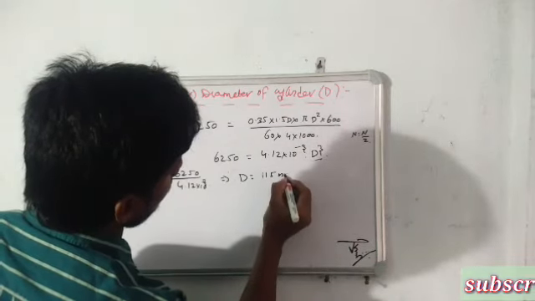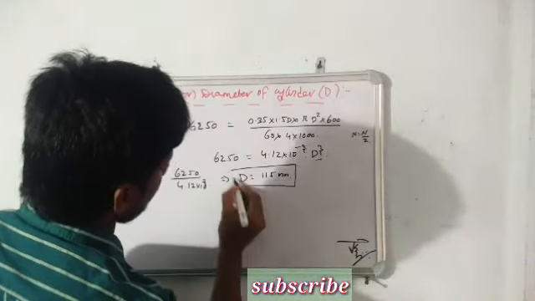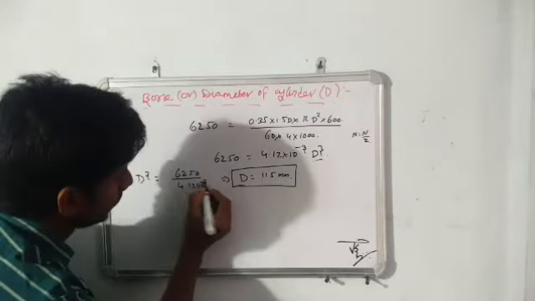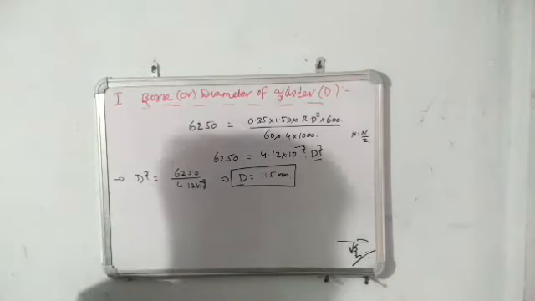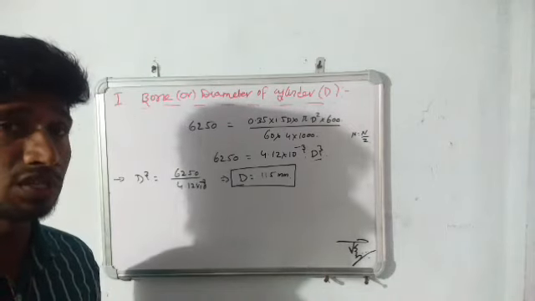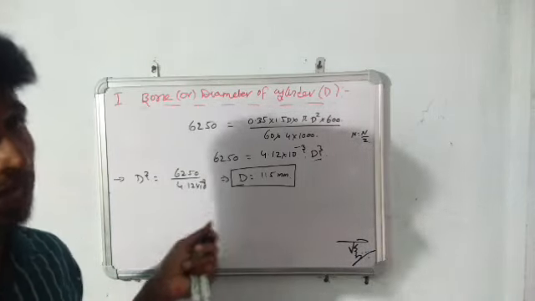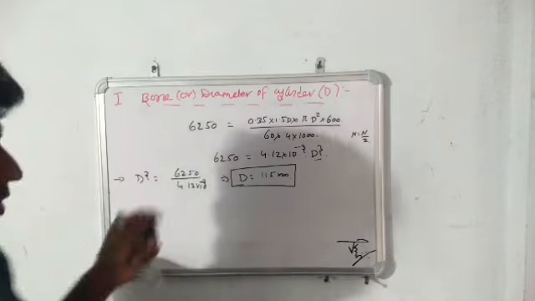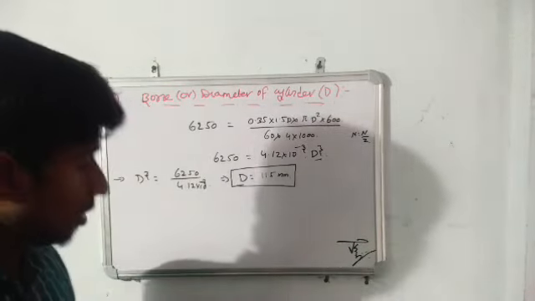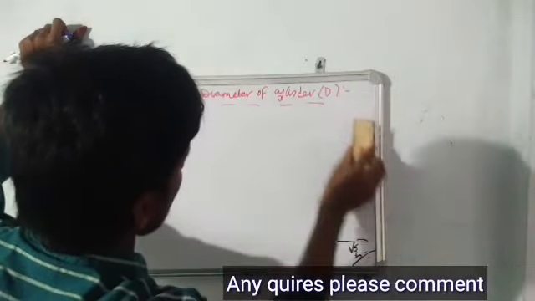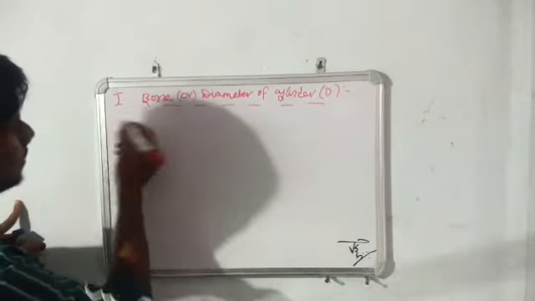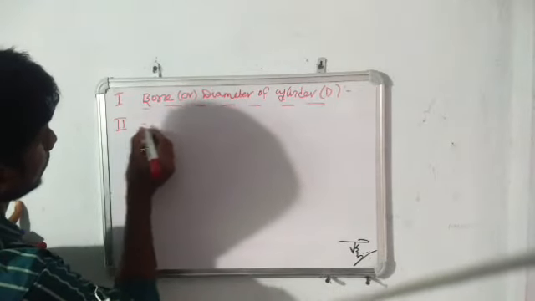d equals 115 mm. So this is the value of the diameter of the engine cylinder. With the help of this form, or what we discussed in the design of the engine cylinder, we also get the design of the engine cylinder. This is the first step involved in the design of the engine cylinder. The next step is the thickness of the engine cylinder, which is the second step here.